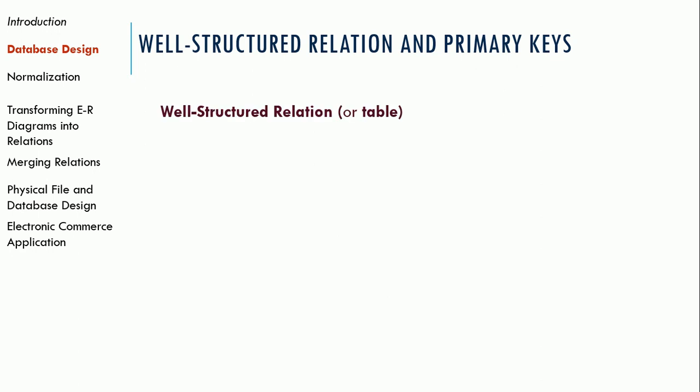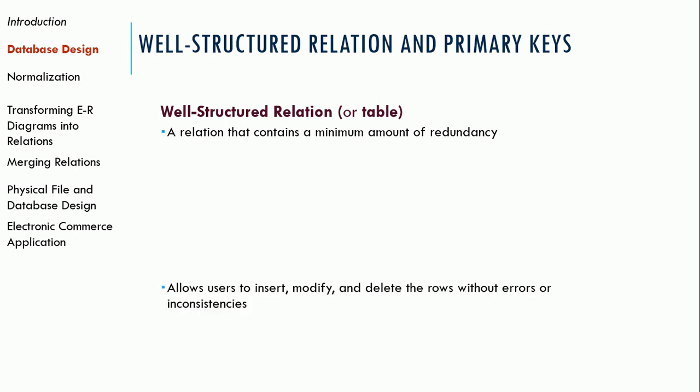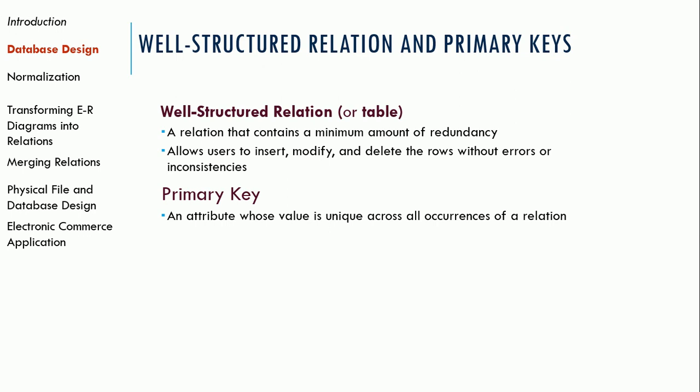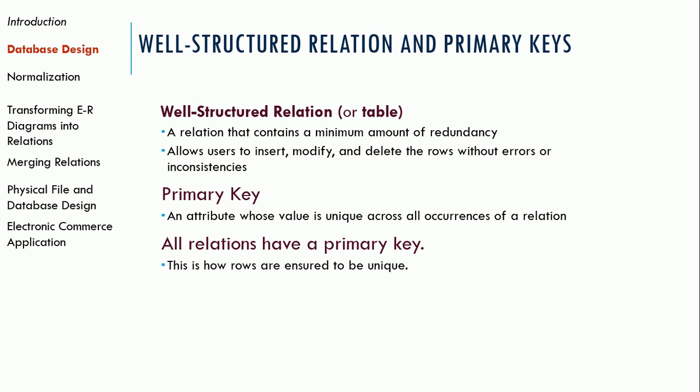So a well-structured relation, or table, is a relation that contains a minimum amount of redundancy. So you want the least amount of redundancy possible. It's going to allow users to insert, modify, and delete the rows without errors or inconsistencies. We'll always have a primary key, which is an attribute whose value is going to be unique across all occurrences of the relation. And all relations have a primary key. They must have a primary key. And this is what ensures that each row is going to be unique in our database. So a primary key may involve a single attribute. It could also be a composite of multiple attributes.